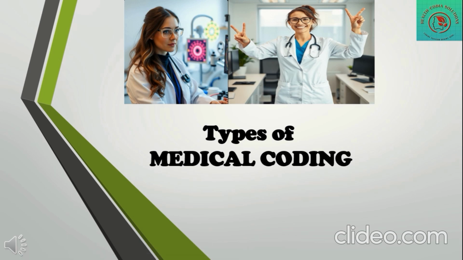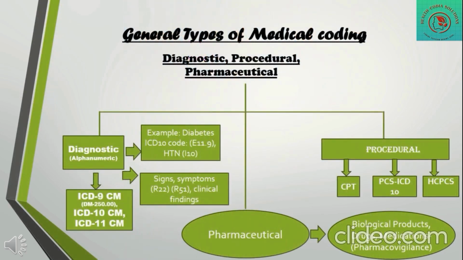So today we are going to talk about the types of medical coding that US healthcare generally deals with. When it comes to types of medical coding, first of all, we would be dealing with the general types, though there are many other types of medical coding based on different areas of expertise. But today we will just talk about the general types based on their nature of coding. The first one being diagnostic medical coding, the second one being procedural, and the third one being pharmaceutical.